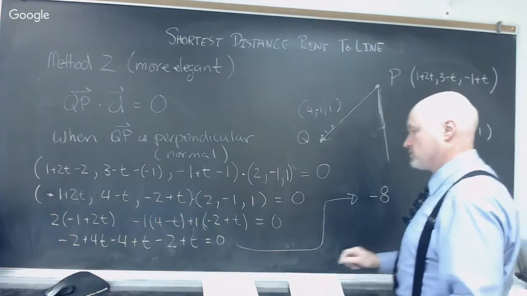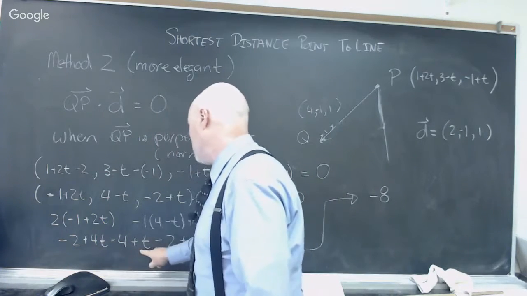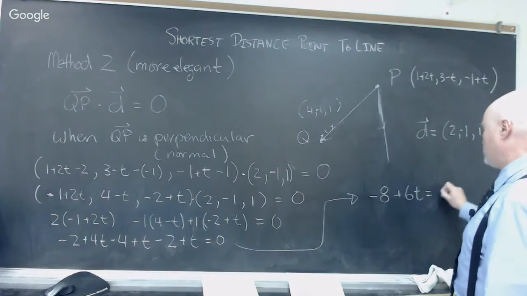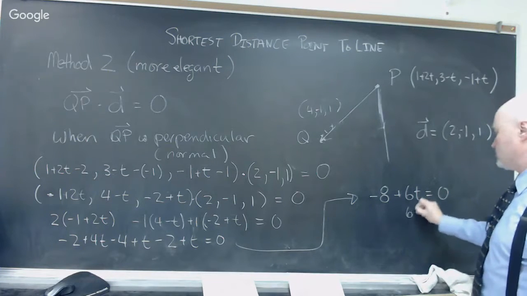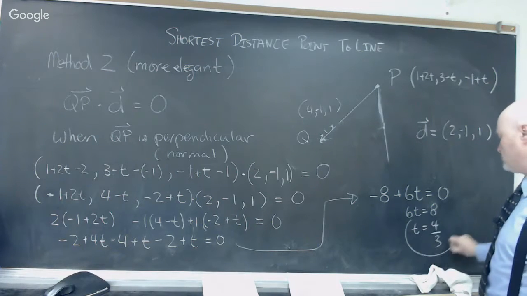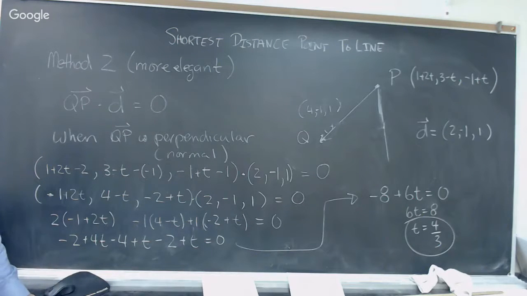-8. So just gathering up the like terms, -2 minus 4 minus 2 is -8. 4t plus t is 5t plus 6t is equal to 0. 6t is equal to 8. T is equal to 4/3. And I'm fully willing to admit at this point, I think I've made a mistake somewhere. Lindsay is looking very disappointed. Somewhere in here. But I have followed the correct procedure.